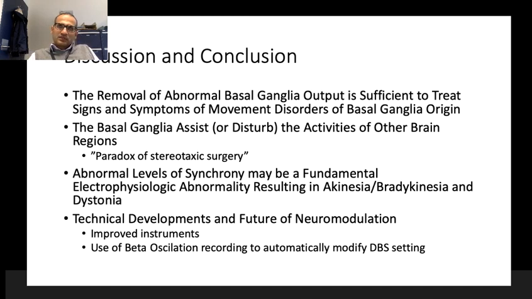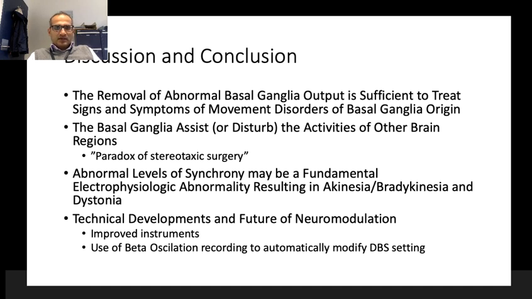It talks in detail about what we think about the role of the basal ganglia in movements. Is the basal ganglia primarily a movement generator, or is it just an assistant? It talks about different theories and basically concludes that it's just an assistant to the activities of the cortex. That is kind of proved by the fact that when we do a stereotactic surgery and remove big chunks of the basal ganglia, patients can still have a lot of normal movements. So this is called the paradox of stereotactic surgery.